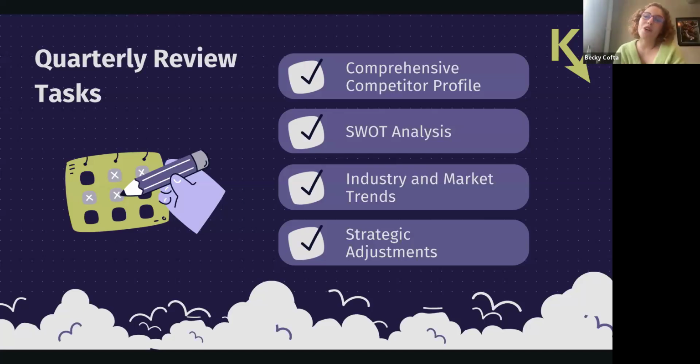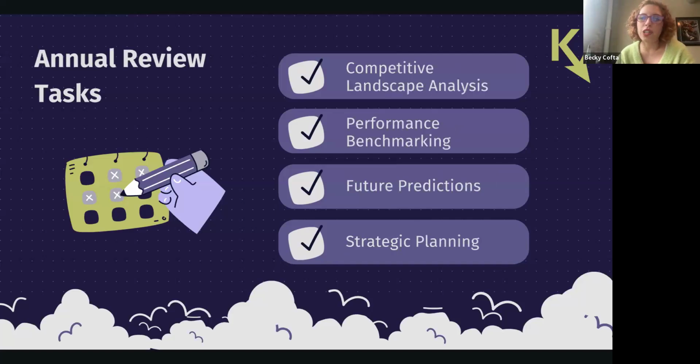And then industry and market trends, reviewing industry reports and market research to identify broader trends affecting the competitive landscape, and just kind of keeping up to date with what's happening in your industry, whether you want to work on your competitors or not, is a good idea. And then strategic adjustments. Based on those insights gathered, adjusting your business strategies, marketing plans, and product development roadmaps.